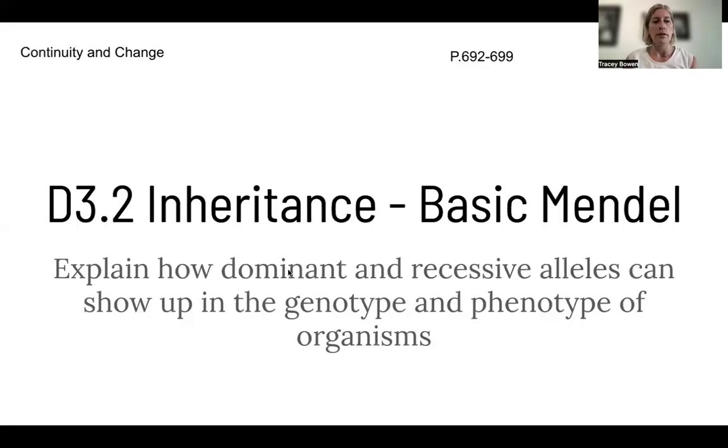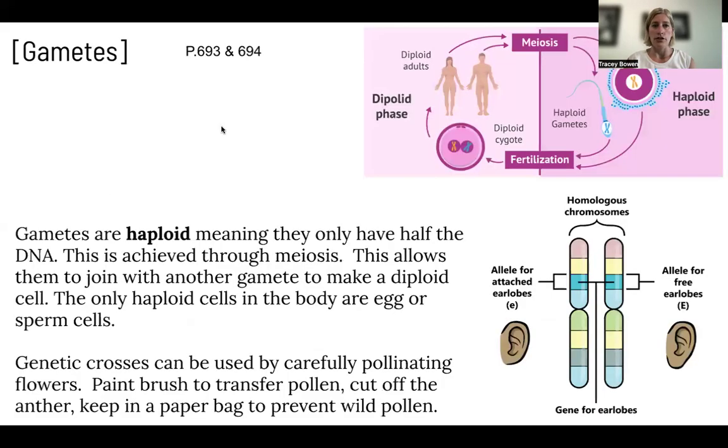Hey all, so today we're going to be looking at D3.2, inheritance, and we're going to be talking about the basics of Mendelian genetics. So what we need to be able to do at the end of this video is explain how dominant and recessive alleles can show up in the genotype and phenotype of organisms. So we want to know all of that vocabulary and be able to explain it. So we're looking at page 692 to 699, and our theme is continuity and change.